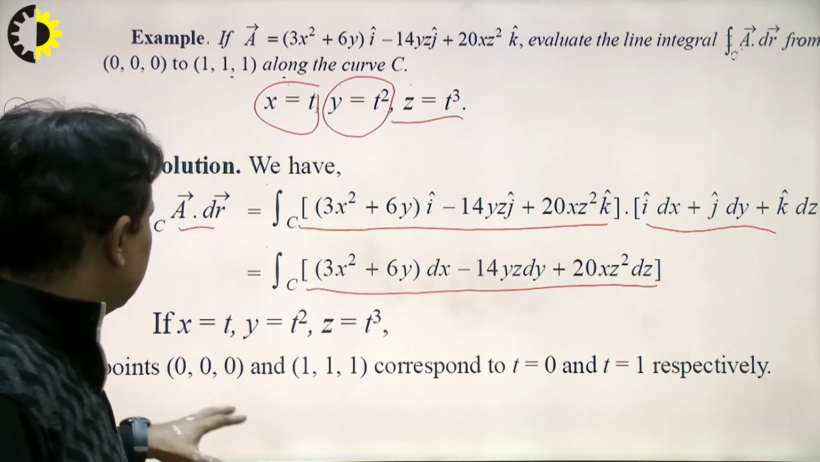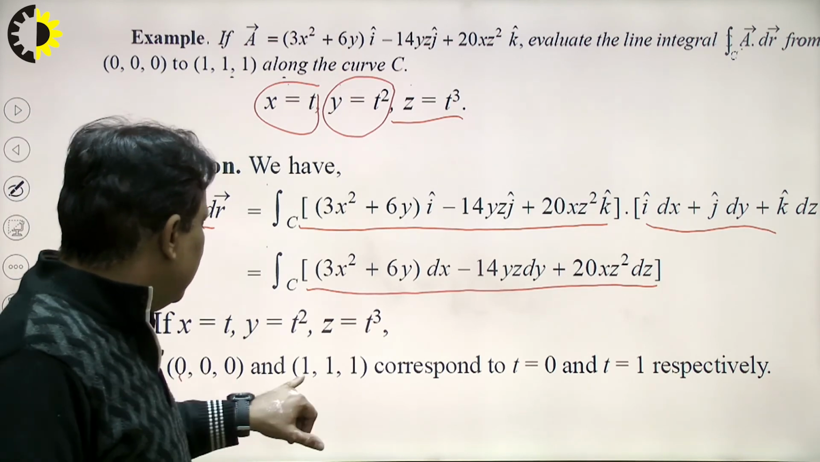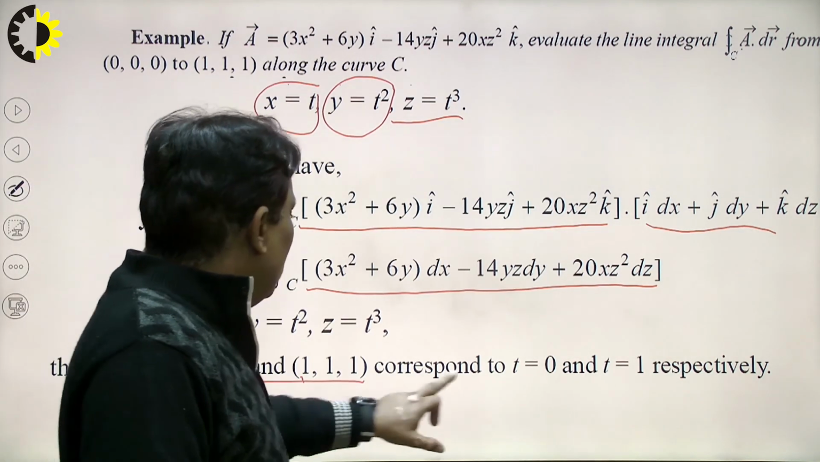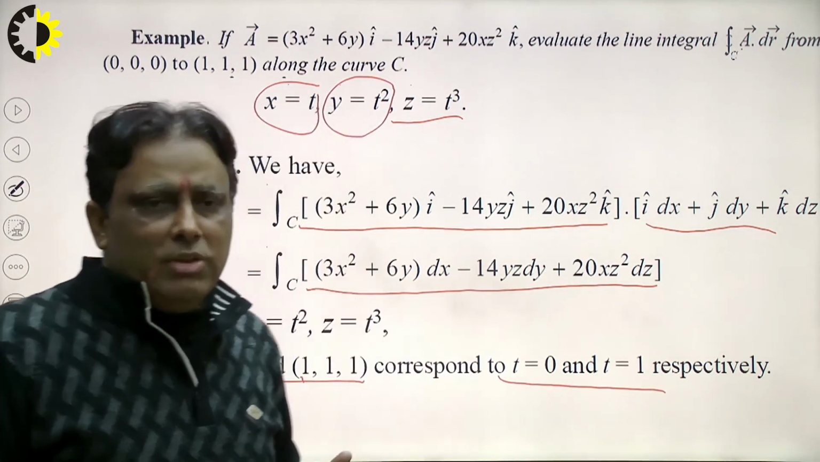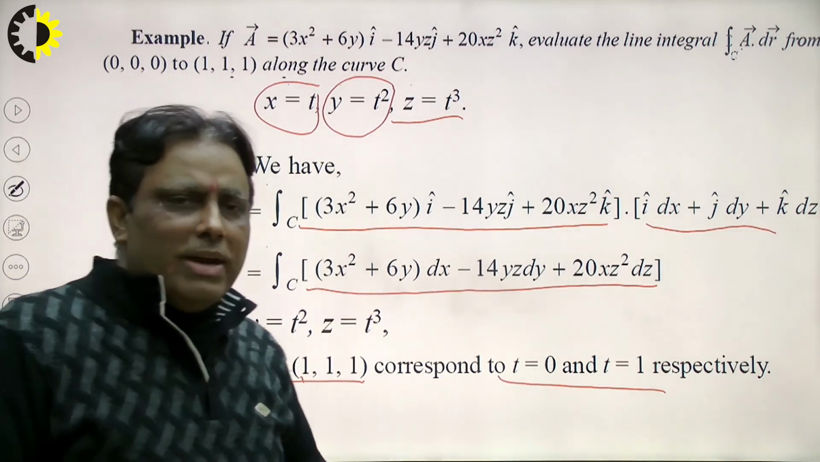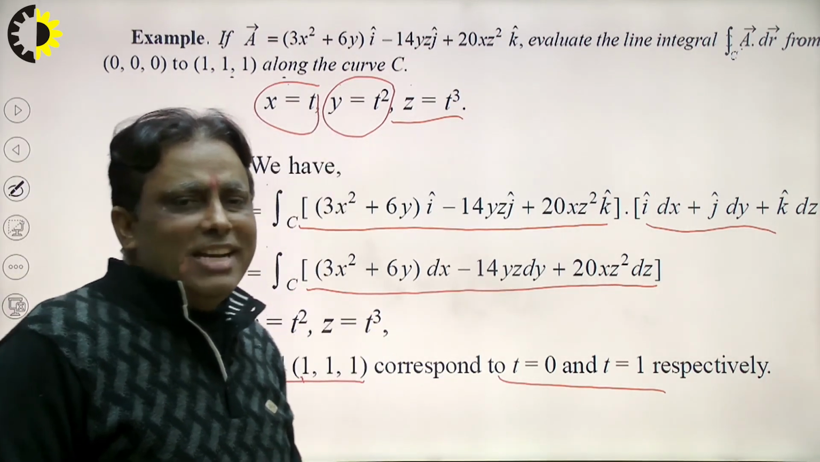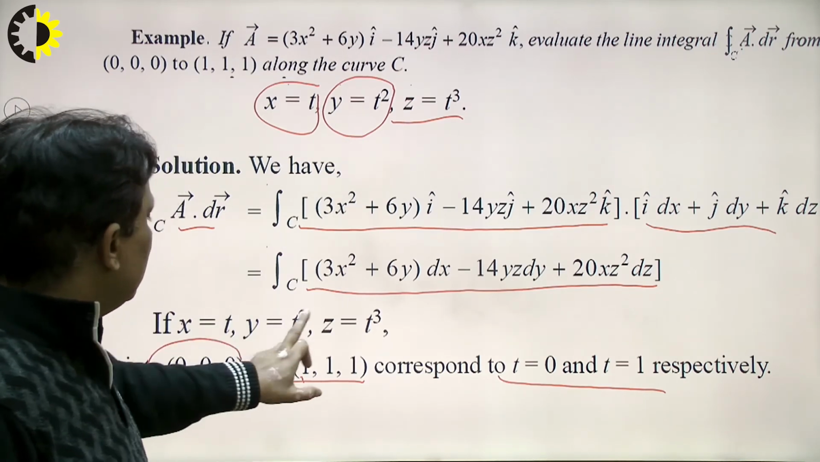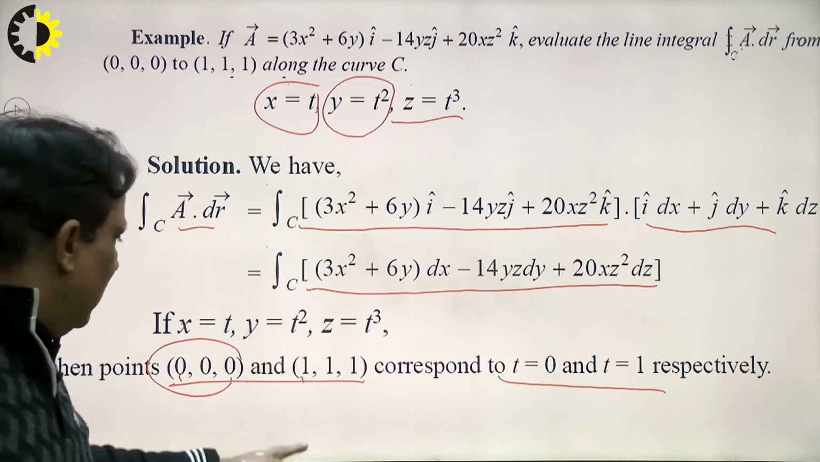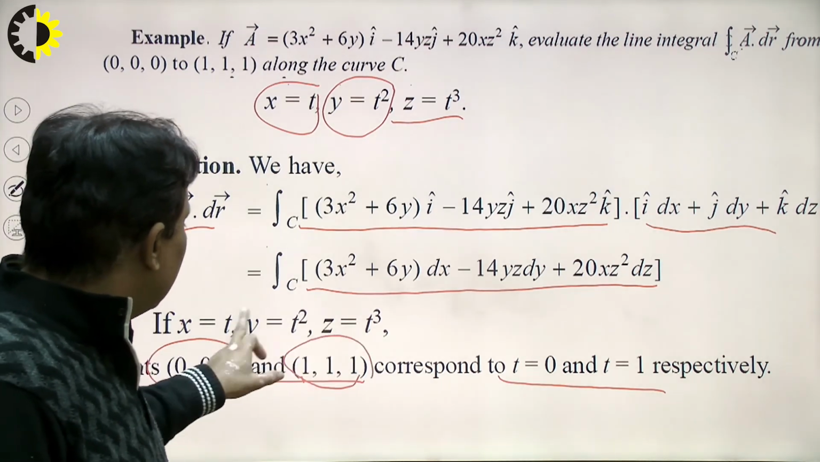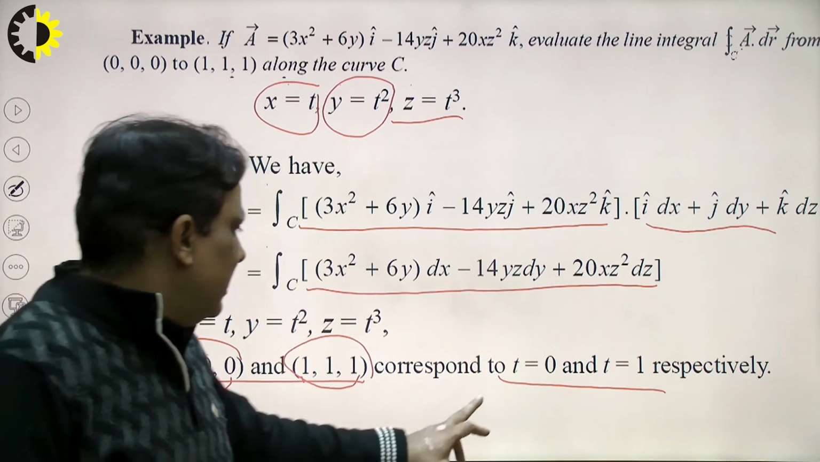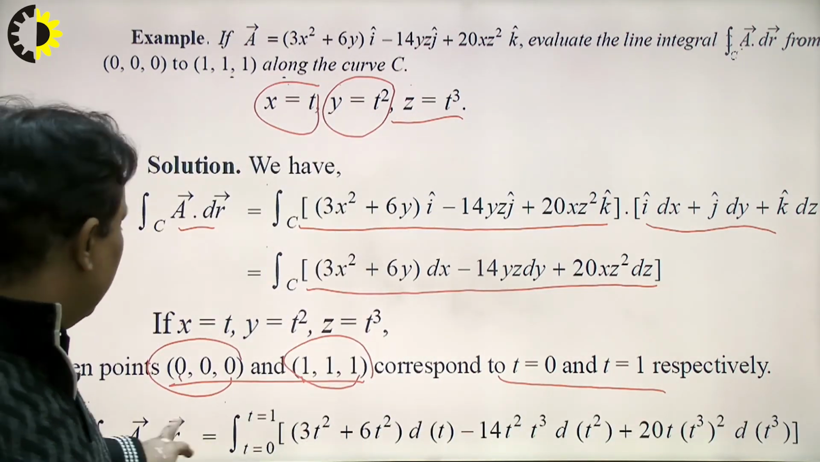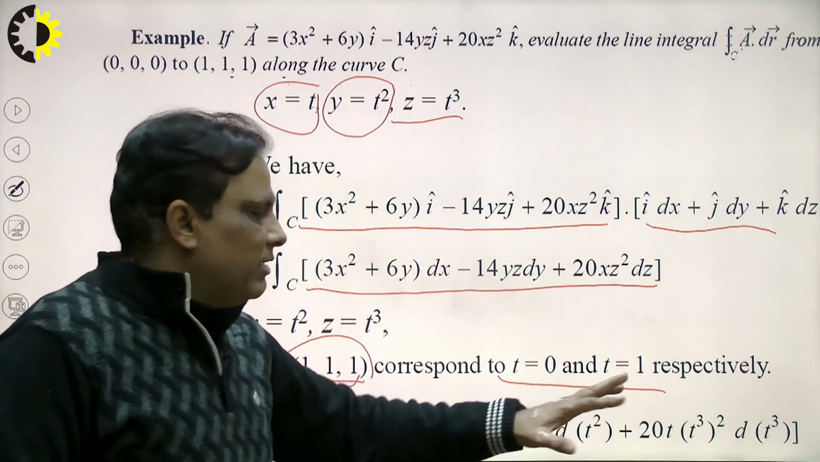Suppose I want to consider the value of t from t is equal to 0 to t is equal to 1. We consider x is equal to t, y is equal to t square, and z is equal to t cube. Suppose we put the lower limit here 0 0 0, and the upper limit here 1 1 1, so the limit of t is always 0 to 1 here. So the whole integral converts into a problem with respect to t, and we integrate with respect to t here.